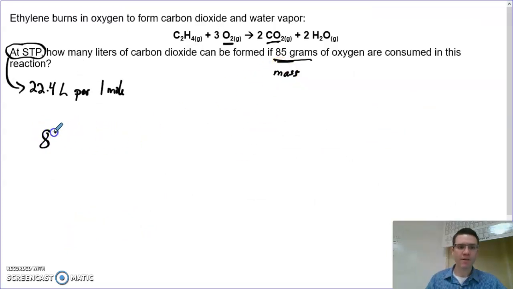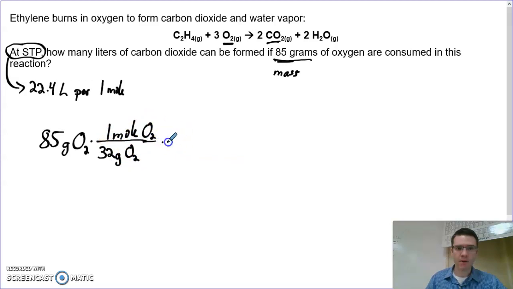We'll take our 85 grams of O2. And I want to convert this to moles first. Anytime you want to relate two different quantities, or two different compounds, you must be in units of moles. Nothing's changed there. This is just like our previous stoichiometry problems. I'm going to go out of moles of O2 into moles of the gas that we care about, and the moles of gas we care about is the CO2. And there's 3 moles of O2 for every 2 moles of CO2.